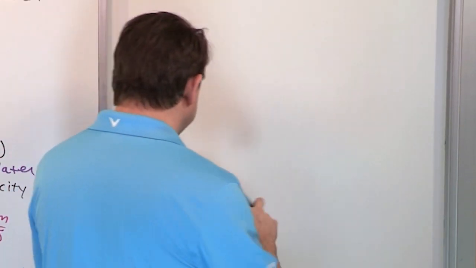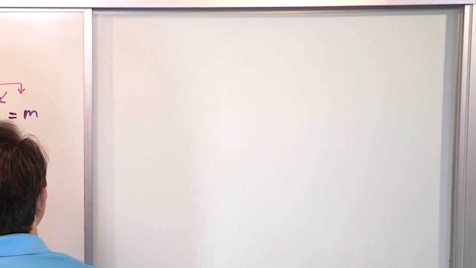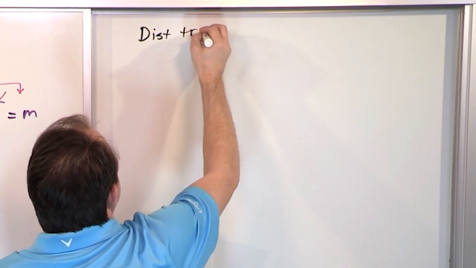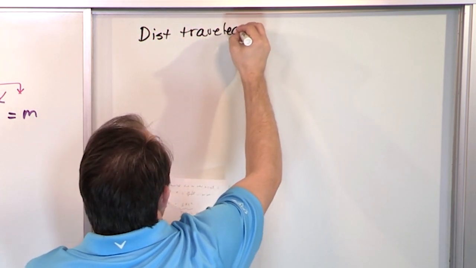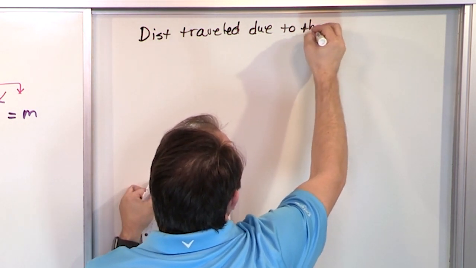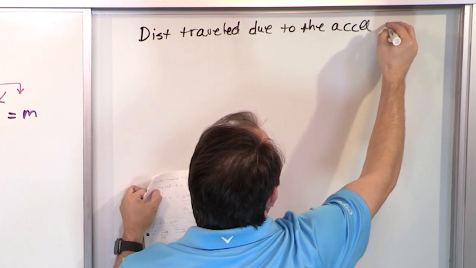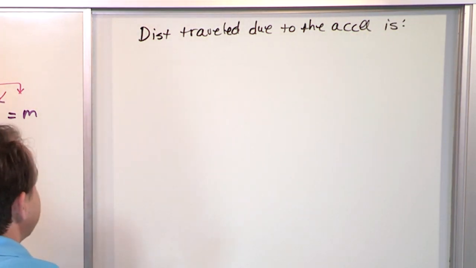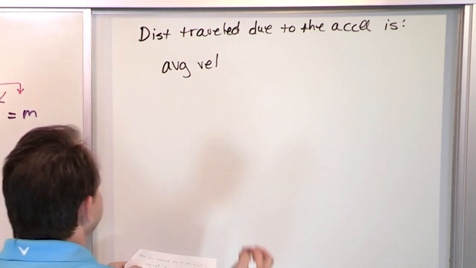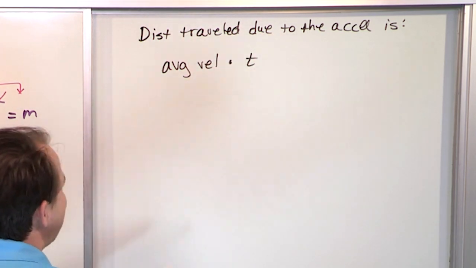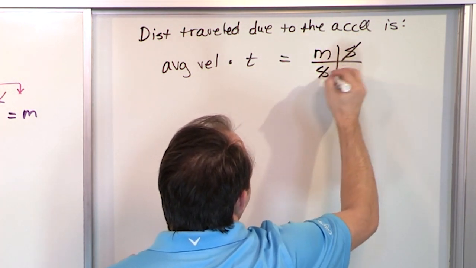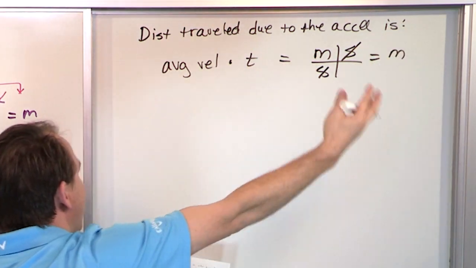distance is equal to speed times time, always, right? So the distance traveled due to only the acceleration is going to be the average velocity in that interval of motion times time. Why? Because velocity is meters per second multiplied by seconds, I get meters. Velocity times time always gives me the distance traveled.